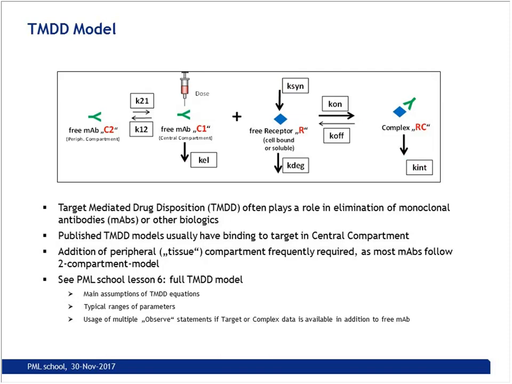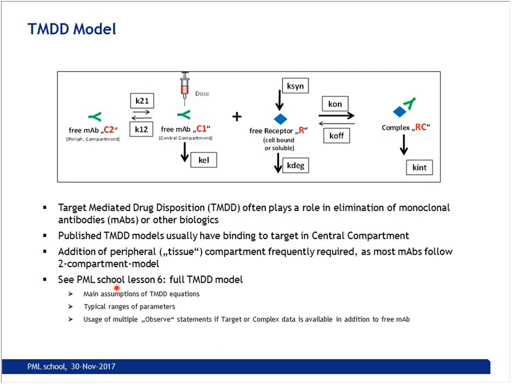Usually for these TMDD models, you also need the second compartment, the peripheral compartment depicted on the left side. Because most monoclonal antibodies will follow a two-compartment model, you normally need this peripheral compartment to describe the PK of the antibody appropriately. And this will give you two more rate constants in your equations. It's also worth mentioning that usually these TMDD models do all their binding in the central compartment, which physiologically doesn't necessarily have to be the real thing, but it's often enough a good enough assumption for this model.